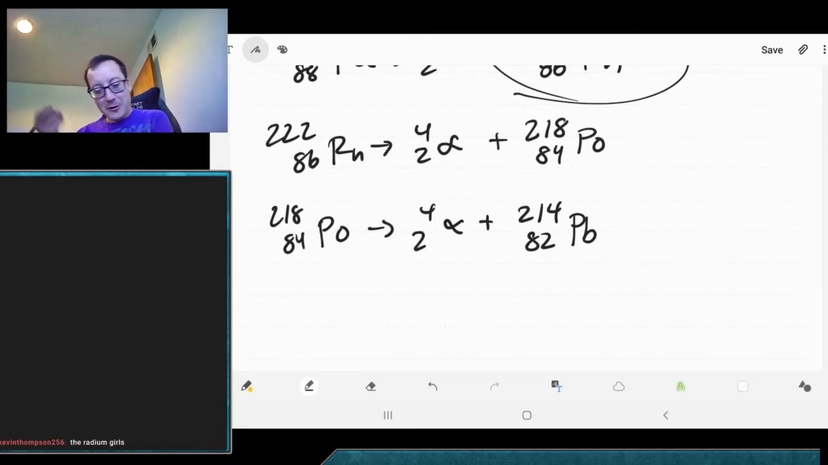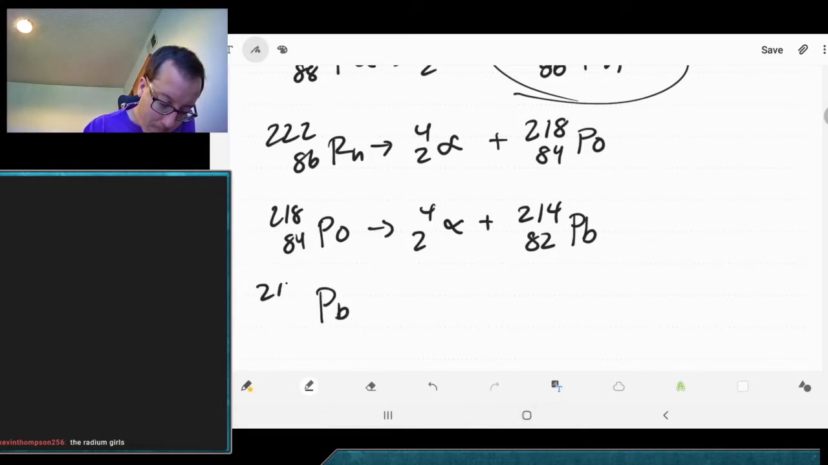And so, go figure. We now have a couple of beta decays. Too many neutrons, so we go through beta decay.